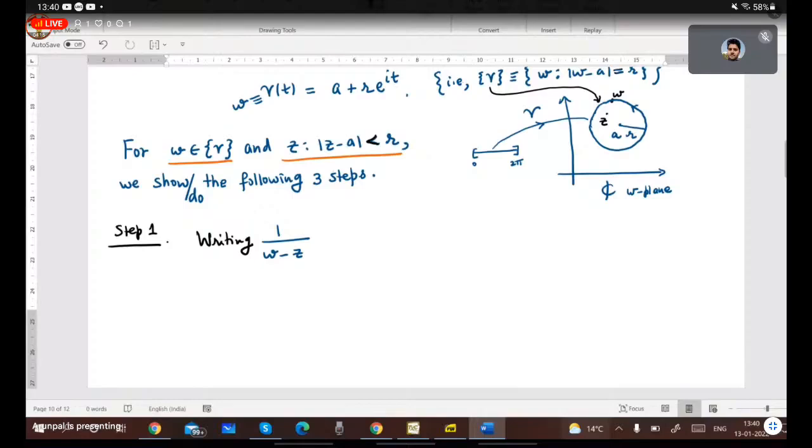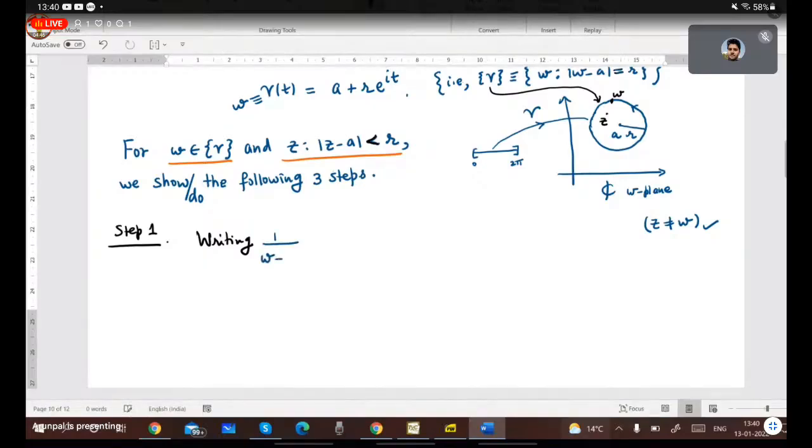Now class, there should be no confusion that W's are on this circle and Z is inside it. Is this clear, class? Yes, sir. I am saying so repeatedly, it means that Z is different from W, so that 1 upon W minus Z will make sense. Good enough.